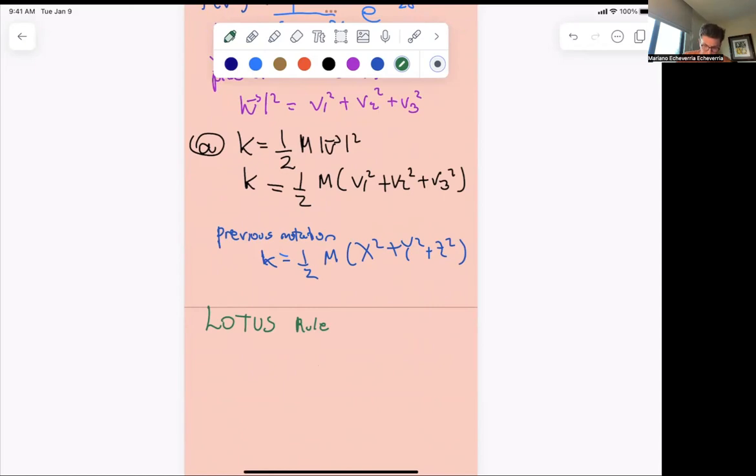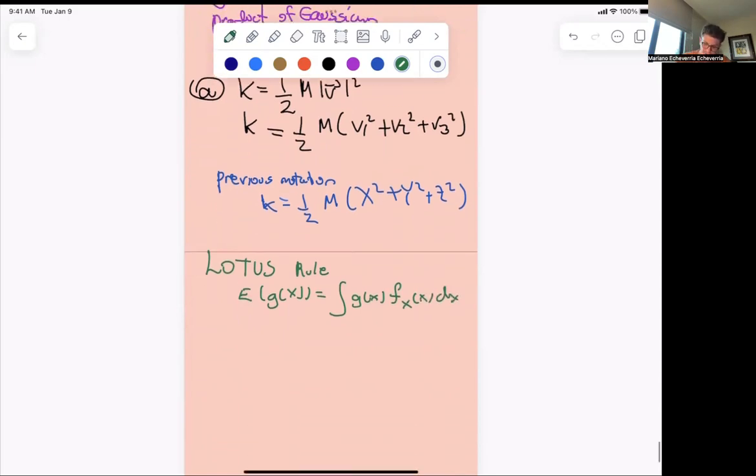What did the LOTUS rule say? It said the expected value of a function of a random variable is just the integral of g of x times the density function of x, dx. Now, what is g of x? I'm just getting used to the new notation here. The 1/2 of m doesn't really matter. What you really have to pay attention to is this expression, g of v1, v2, v3.